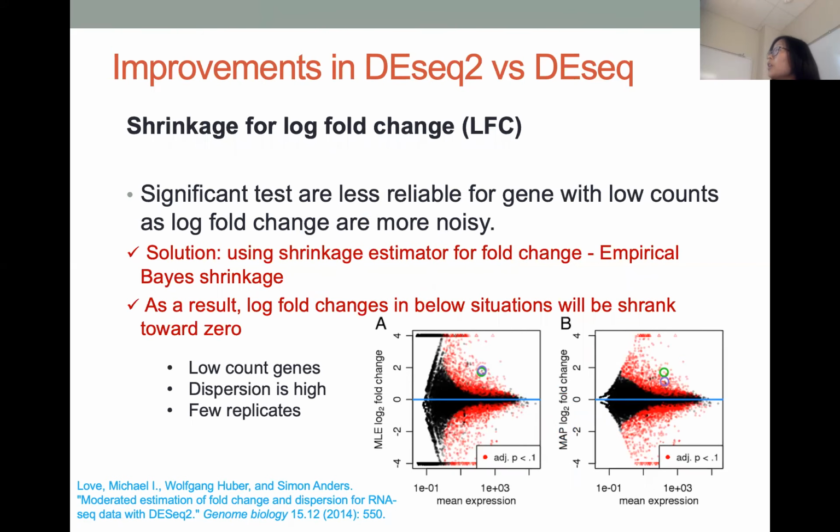Another shrinkage is for the log fold change, because the significance tests are usually less reliable for genes with very low counts. So they also did shrinkage for the log fold change, also using an empirical Bayesian modeling method. If we compare before shrinkage, it has a lot of genes with a higher log fold change when the count is very small. But after shrinkage, this part is just removed.